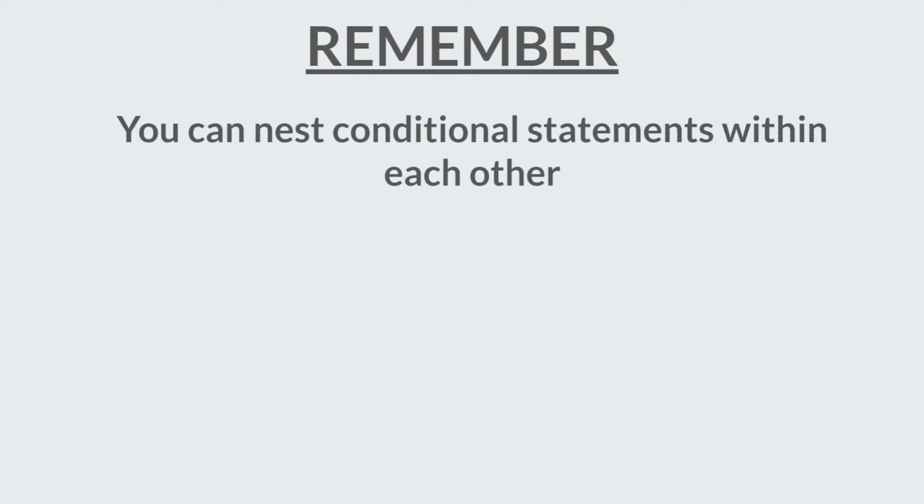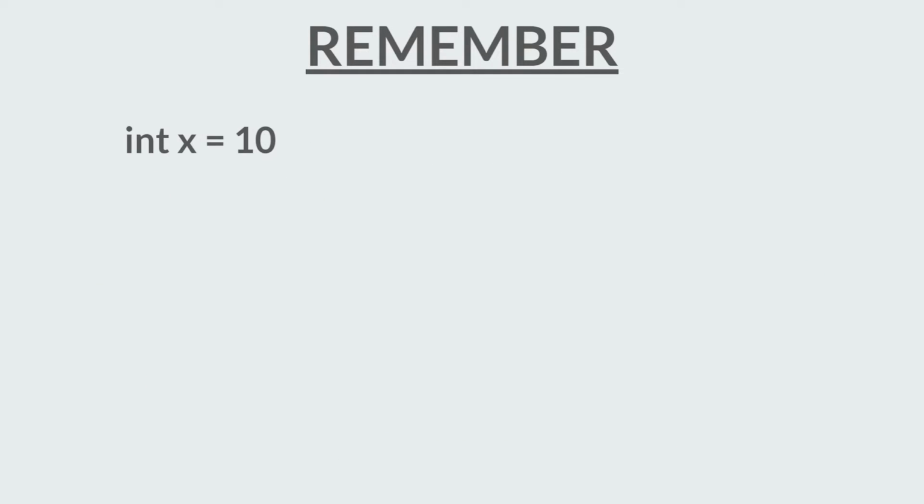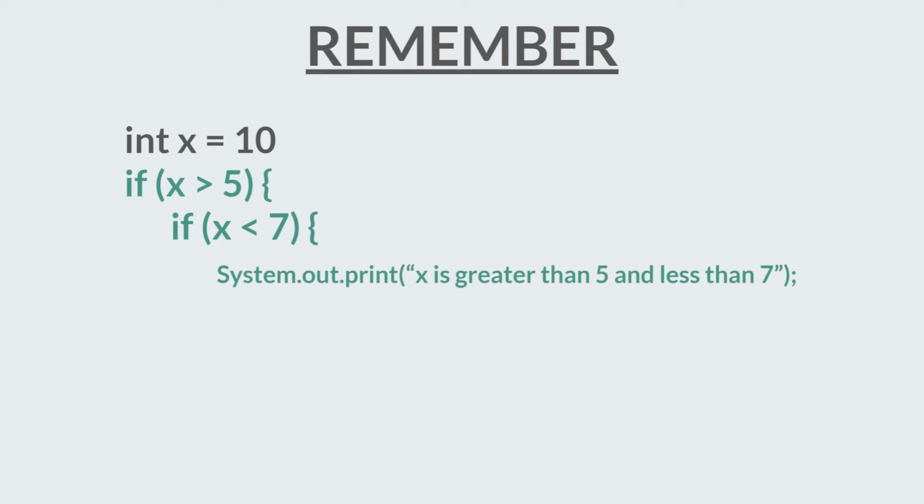Remember, you can nest conditional statements within each other. For example, you can say int x equals 10, if x is greater than 5, if x is less than 7, then print out "x is greater than 5 and less than 7". And this is all within one big if statement and then a smaller if statement. You can nest as many if statements as you want, and this can be very useful.